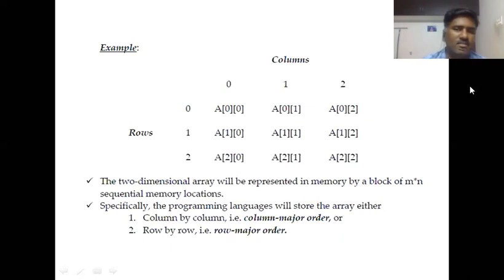Okay, 2 cross 2. That is a 2-dimensional array, because there are 2 subscripts. The 2-dimensional array will be represented in memory by a block of m cross n. Sequentially, memory locations are allocated like this. Specifically, the programming language will store the array either column by column, that is column major order, or row by row, that is called row major order. So these are the two different array representations, column major and row major order.